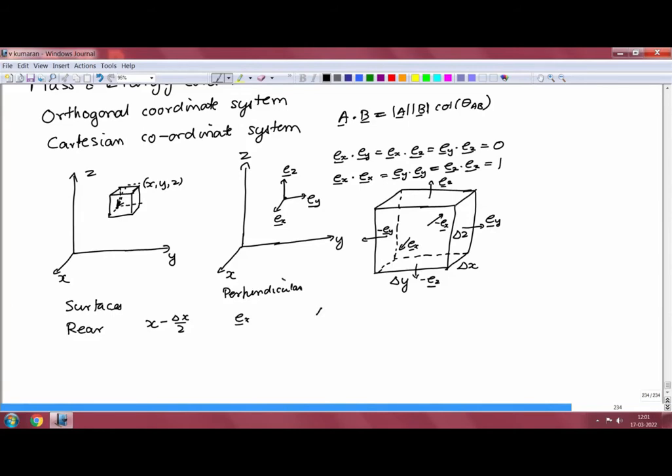And the surface area is delta y delta z. At the rear surface, the surface area is the increment in the y direction times the increment in the z direction, delta y delta z. The front is at x plus delta x by 2. It is perpendicular to the Ex coordinate once again, and the surface area is the same.